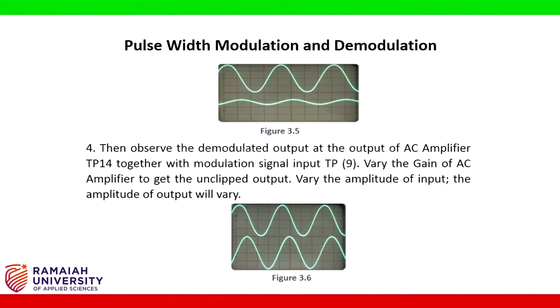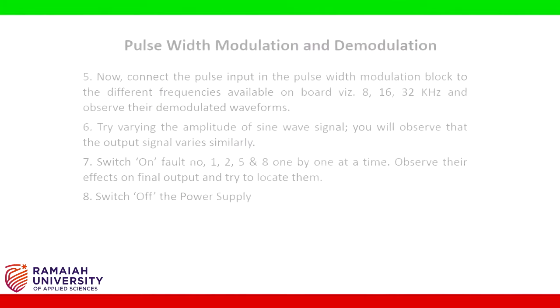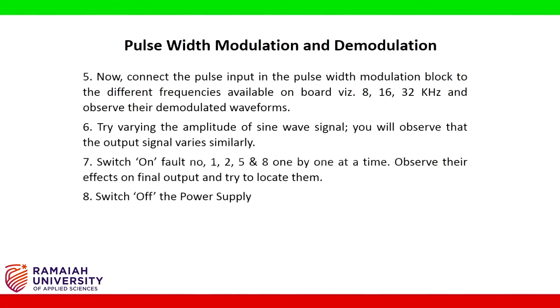Vary the gain of AC amplifier to get the unclipped output. Vary the amplitude of input. The amplitude of output will vary. Now, connect the pulse input in the pulse width modulation block to the different frequencies available on board, 8, 16, 32 kHz, and observe their demodulated waveforms. Try varying the amplitude of sine wave signal. You will observe that the output signal varies similarly.